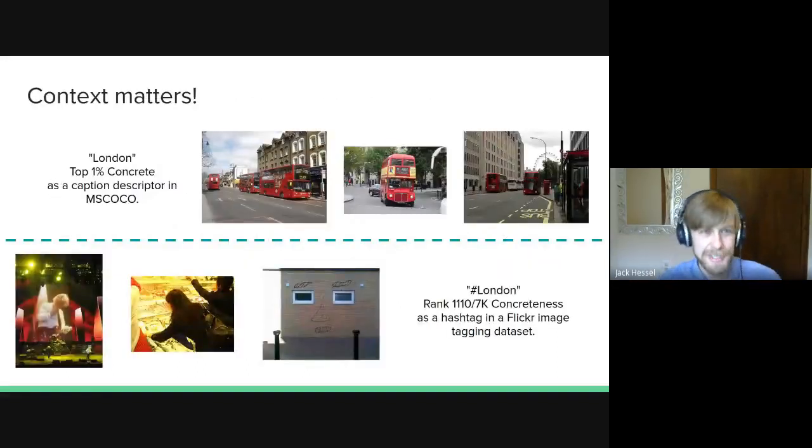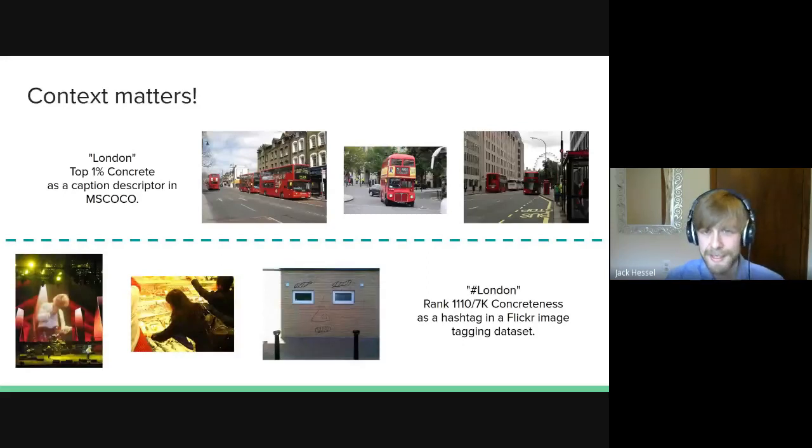But there is some good news. In particular, context matters quite a bit. If you recall back to the Microsoft COCO case, we were surfacing dataset-specific results. And indeed, it might be the case that particular concepts are learnable in different dataset contexts. London, for example, is a top 1% concrete word in Microsoft COCO and thus may be learnable.